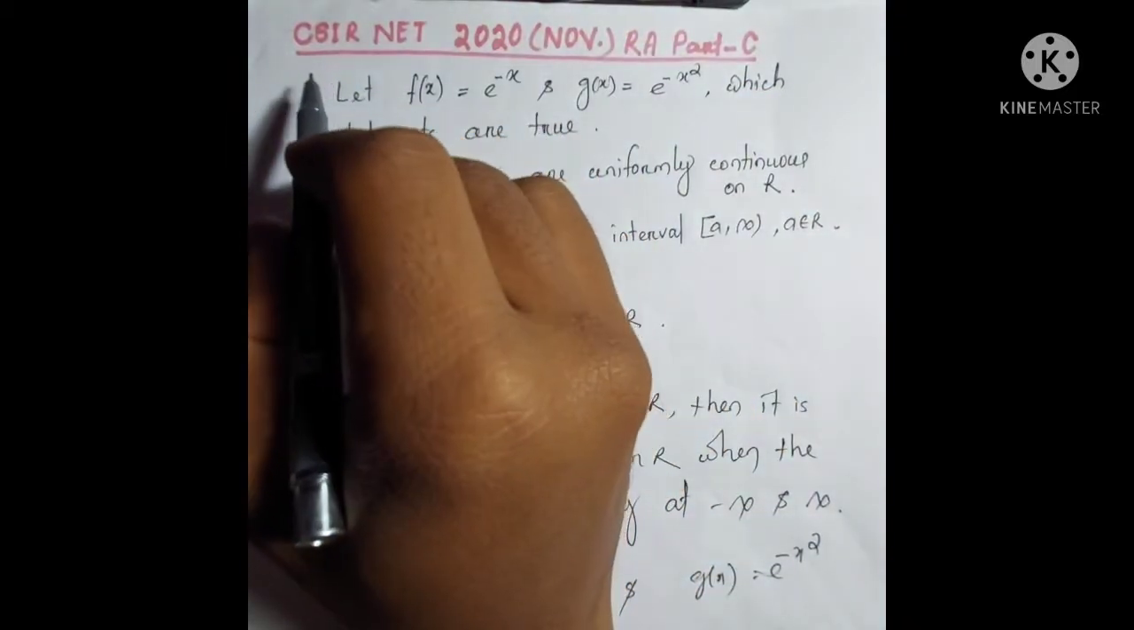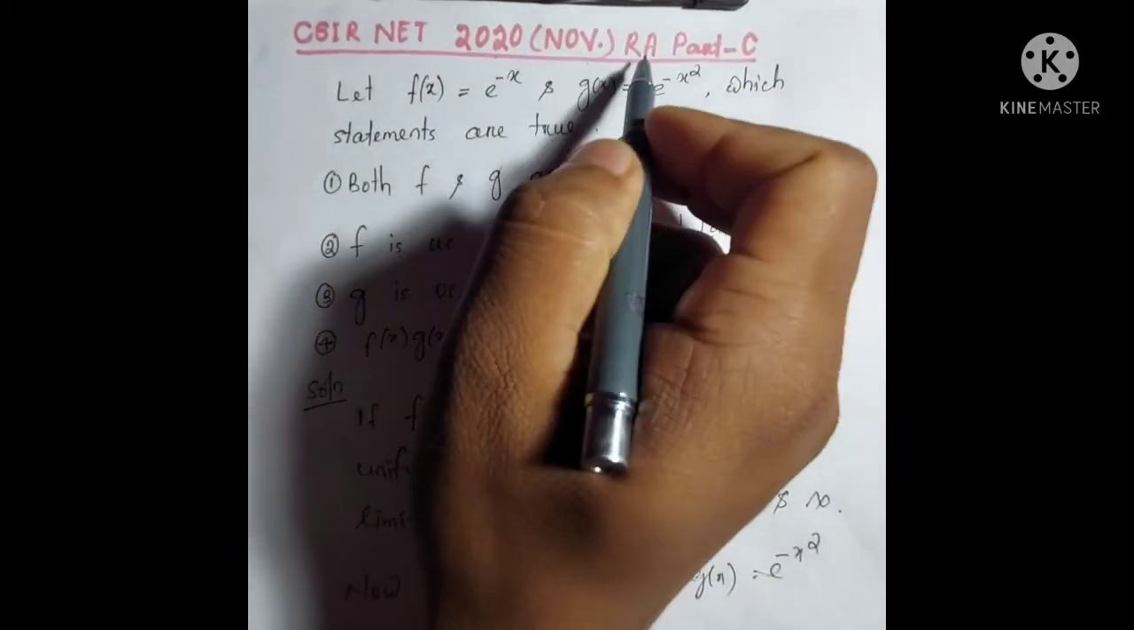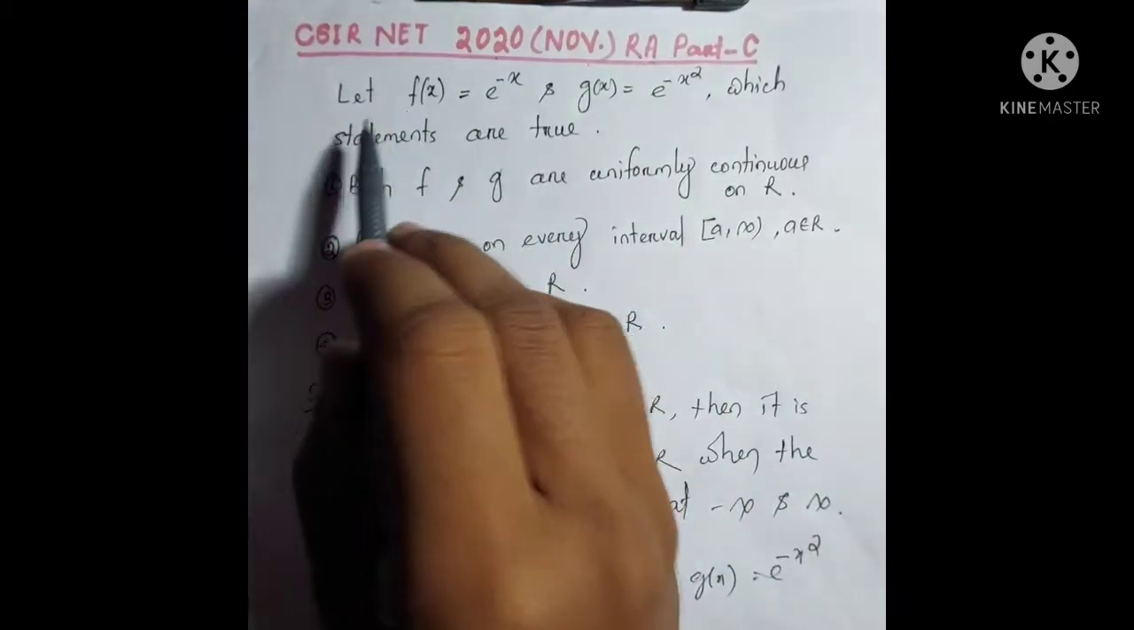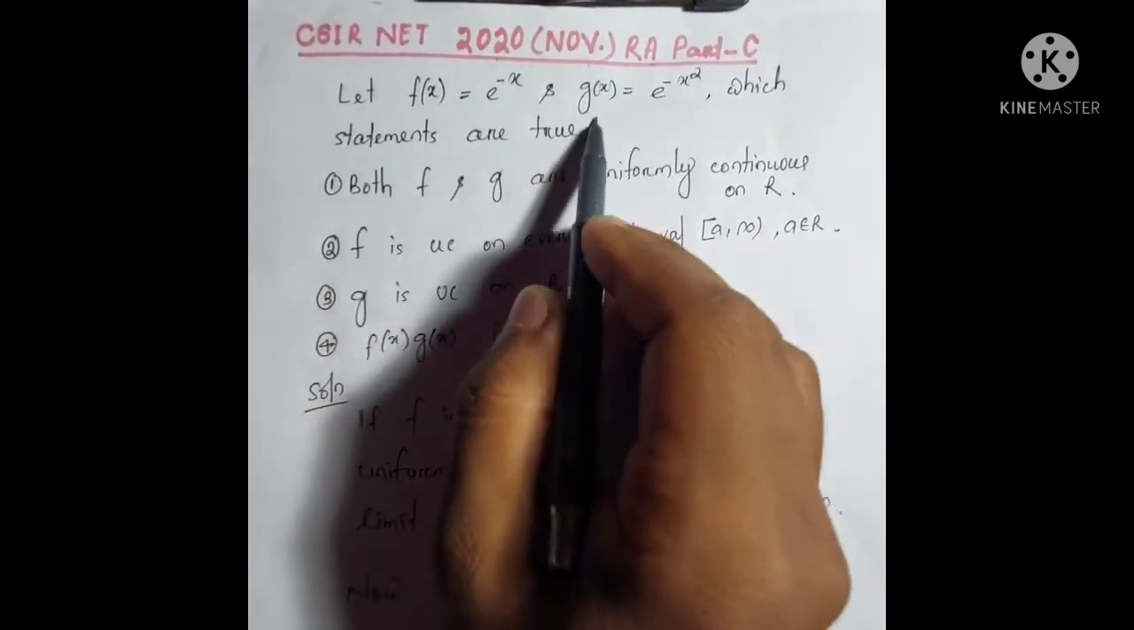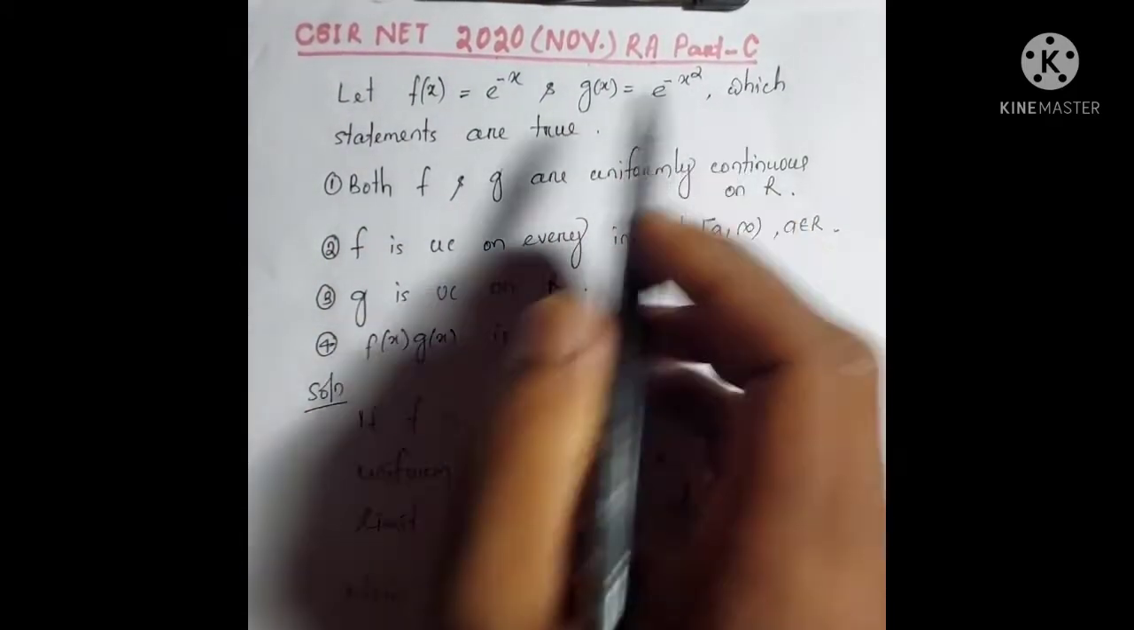Hello, let us solve one question from CSIR NET 2020 November Real Analysis Part C. The question is, let f(x) = e^(-x) and g(x) = e^(-x²). Then which of the statements are true?